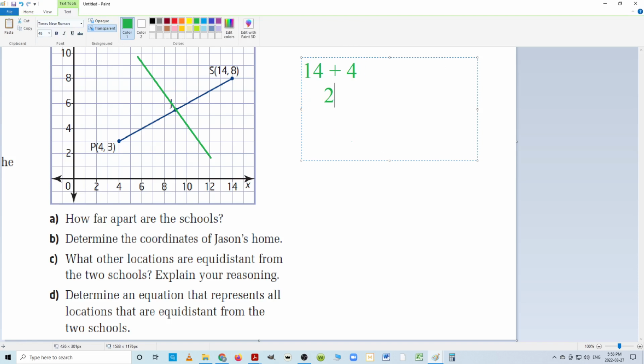And write down your midpoint formula. So that's 18 divided by 2, which is 9. And we'll be able to confirm. By the way, you could probably just read it on the graph.